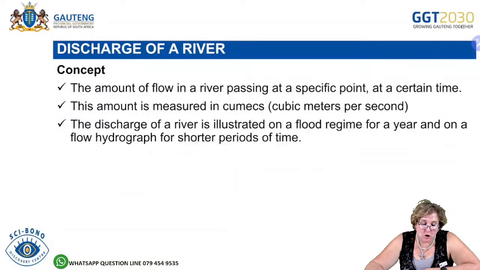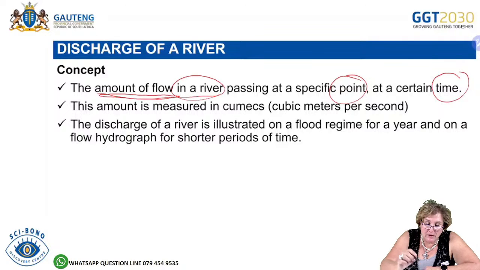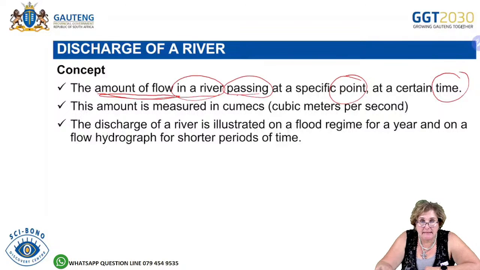What is discharge of the river? Remember I said to you it's a concept and you need to know the concept. It is the amount of flow in a river passing at a specific point at a certain time. The amount of flow in a river passing at a specific point.